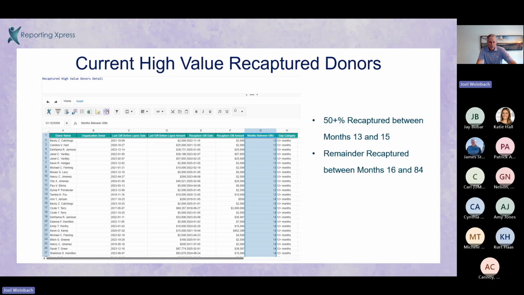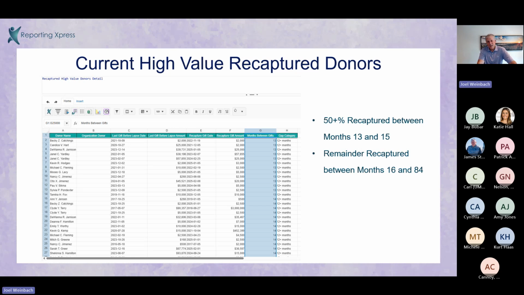These are my top donors that have been recaptured. One of the most important things, we've talked about this a little bit, is that 50% plus of the recaptured donors that are top donors gave more or were recaptured in months 13 to 15. So you really want to chase those donors in those first 3 months. In most cases, there's a high probability they just didn't get around to making their gift, or they missed your appeal, something like that. So you really want to try to catch them. There's just over a 50% chance that they'll re-engage in that 13 to 15 month time frame.